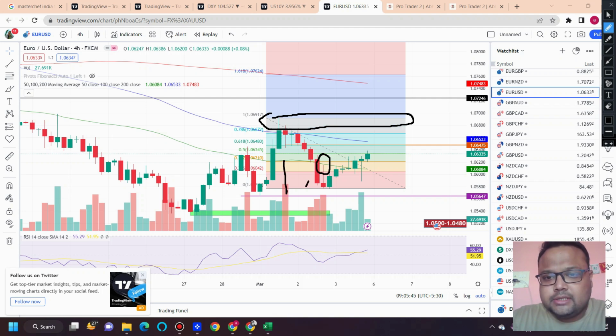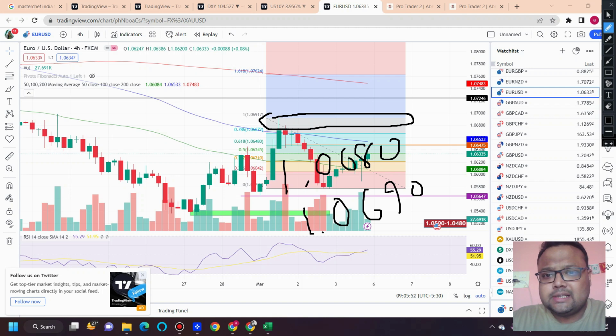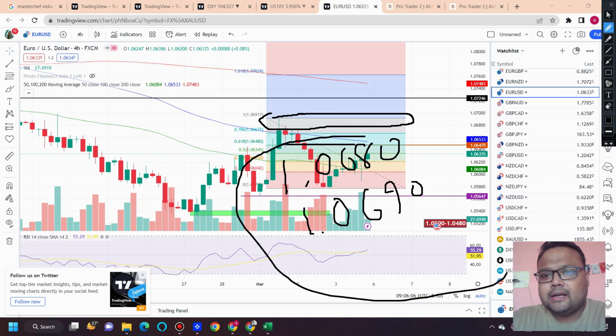In my opinion, the level of 1.0680 to 1.0690 looks like a better level to take a sell position. These are minor levels, and if the market reverses, you can expect a profit of 25-30 pips. But this is a major level. In case the market goes up, observe the market around this area. This level has the potential, if the market reverses, to give you a profit of 40-50 pips or more. So these two are the resistances on the chart of Euro USD.